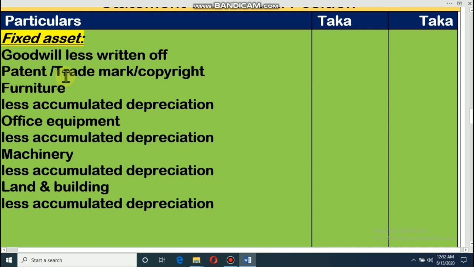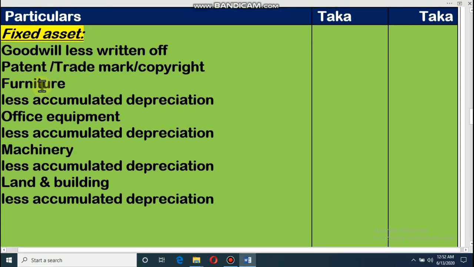What is intangible asset, dear student? Which asset we cannot see but we can feel, that is intangible asset, like goodwill, patent, trademark. But furniture, it is visible. That's why it is tangible asset. Furniture, less accumulated depreciation. Office equipment, less accumulated depreciation. Machinery, less accumulated depreciation. Land and building, less accumulated depreciation.